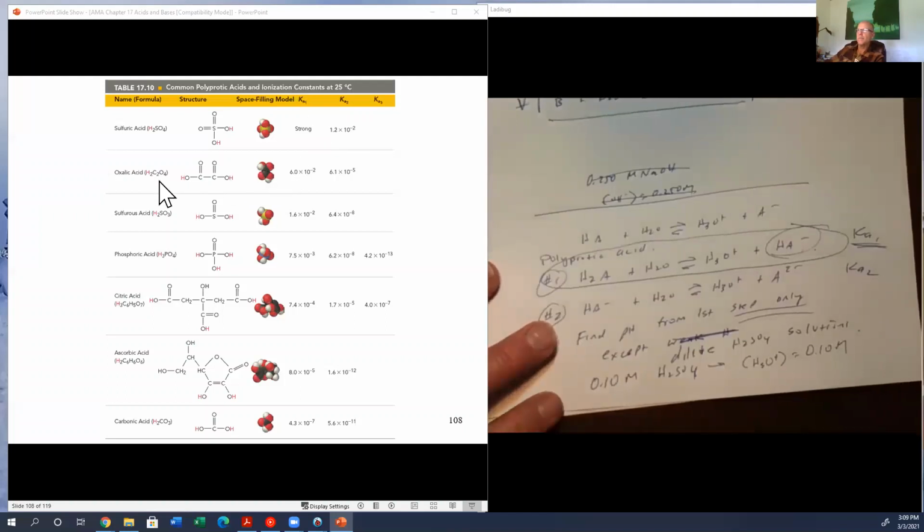Here are some other polyprotic acids. You might recognize citric acid. This has actually 3 ionizable protons, so it'll ionize in 3 steps. Ka1 is this, Ka2 is that, and Ka3 is that. Again, if you're figuring out the pH of these solutions, you just have to worry about Ka1, the first ionization step.